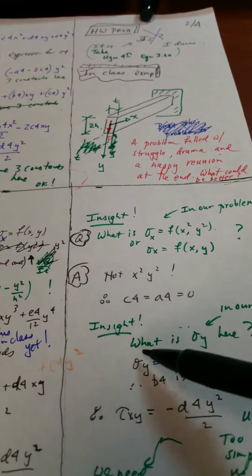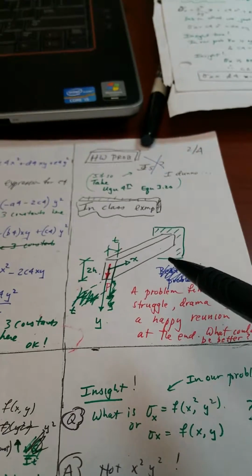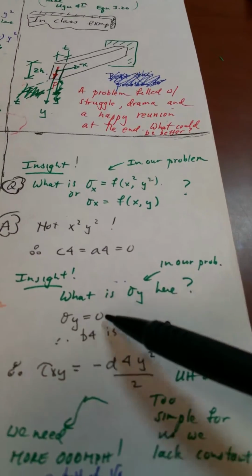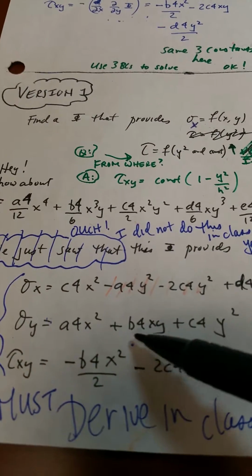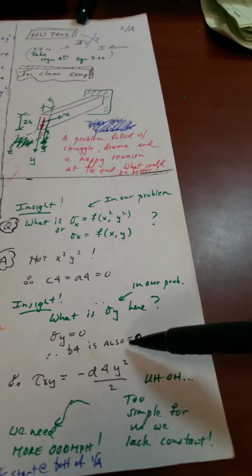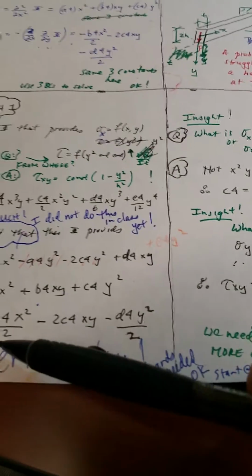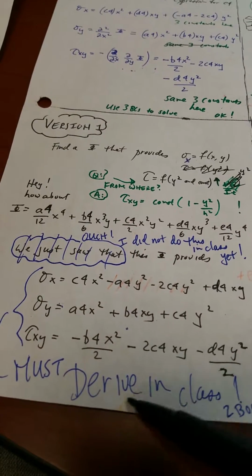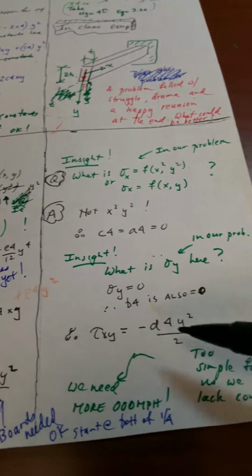The next insight is, what is sigma y here? What is sigma y in this problem? The answer is 0. So if a4 and c4 are 0, therefore b4 must be 0 for sigma y to be 0. So we're starting to eliminate some of these terms here. If c4, a4, and b4 are 0, then we're left with this.